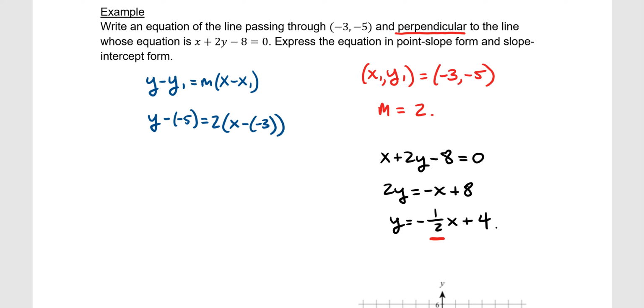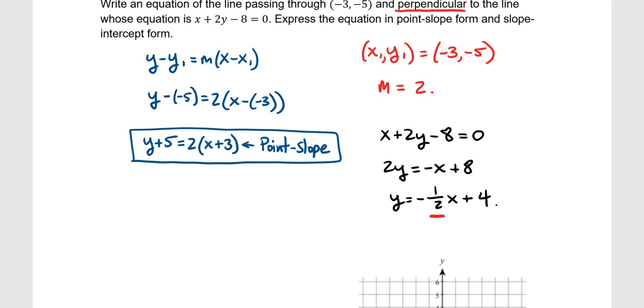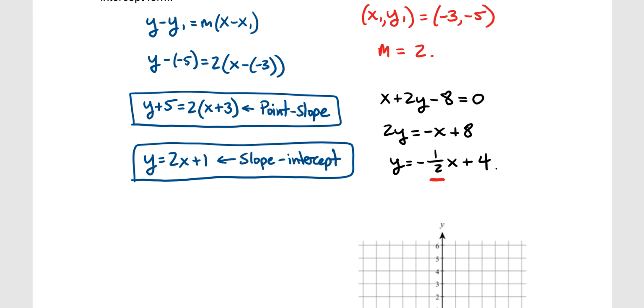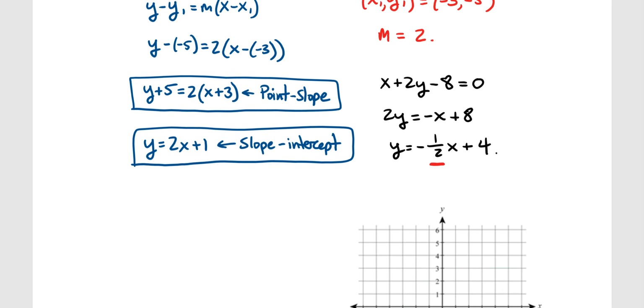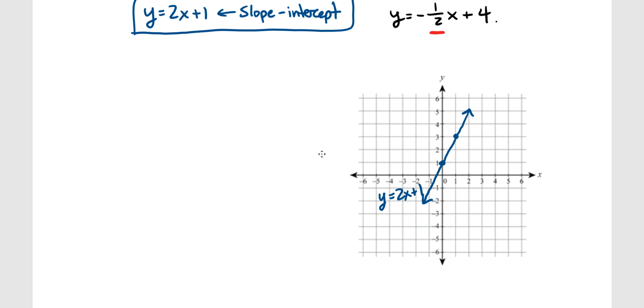We get y minus -5 equals 2 times x minus -3, and let's clean that up a little bit. So that gives us y plus 5 equals 2 times x plus 3. This is our point-slope form, and let's solve this for y. We have to distribute the 2 and then subtract 5 on both sides. So we end up getting y equals 2x plus 1. So let's go ahead and graph y equals 2x plus 1.